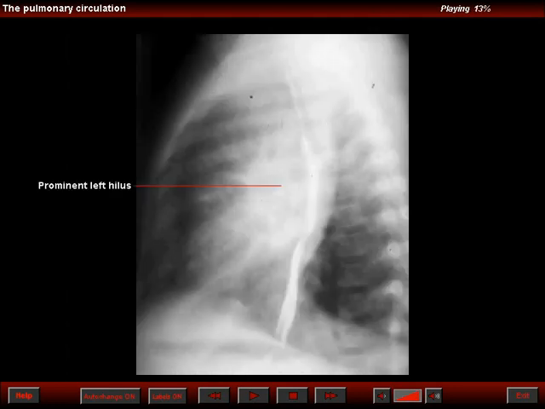In the lateral view of the chest, we see a prominent left hilus. Although we may think that the oval density ventral to the trachea is the right pulmonary artery, it is due to a left hilus, not the right pulmonary artery.